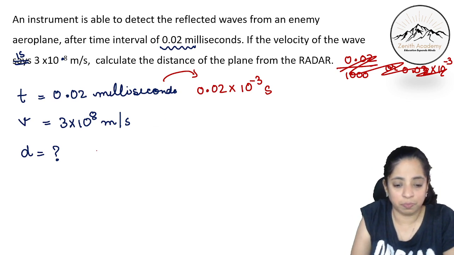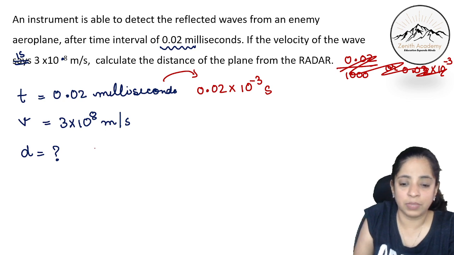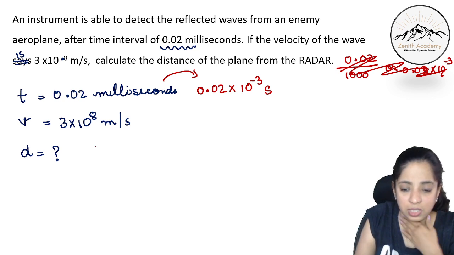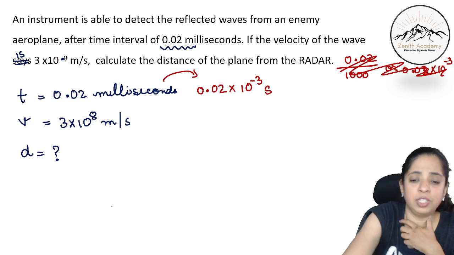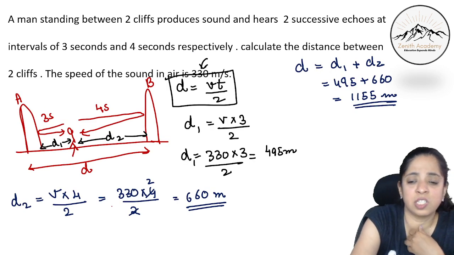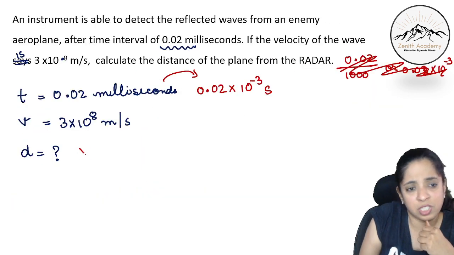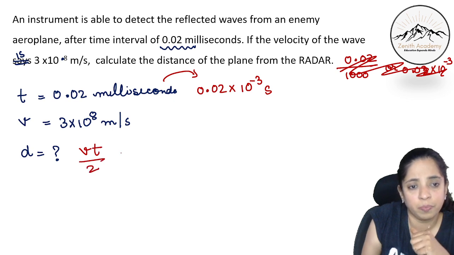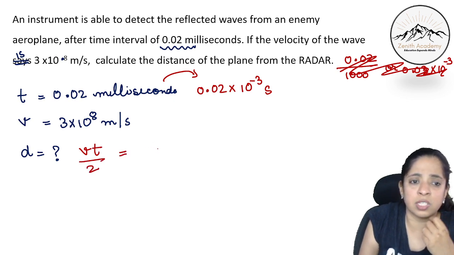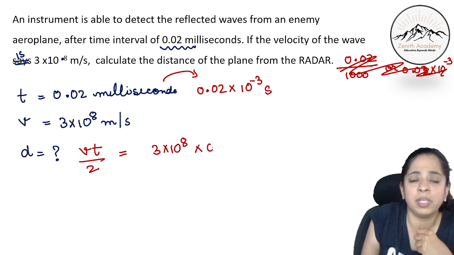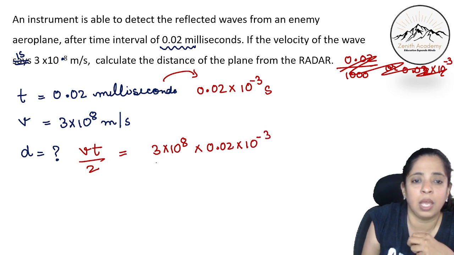Now we know that distance. What will be the formula of distance? Just now we did. See, distance is Vt by 2. So distance will be Vt by 2. So what is the velocity? 3 into 10⁸. Time is 0.02 into 10⁻³ and this is 2.